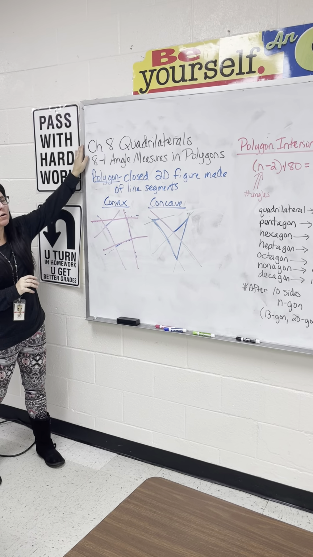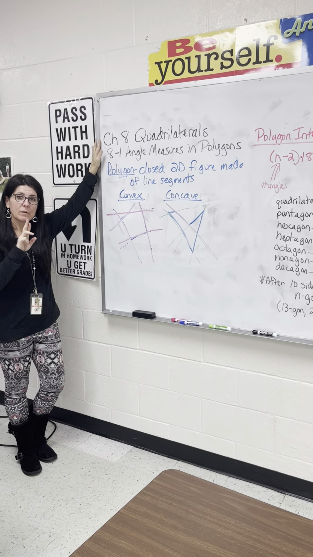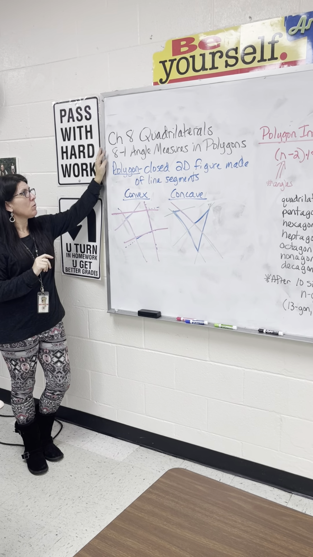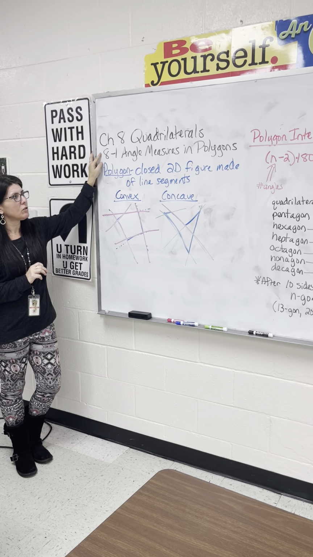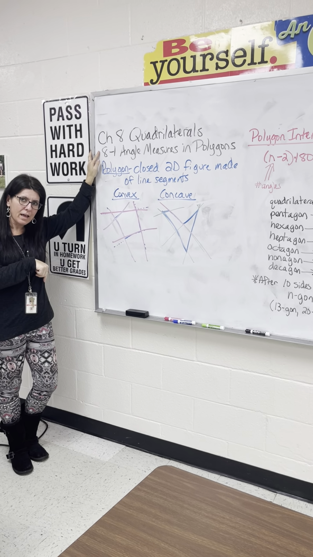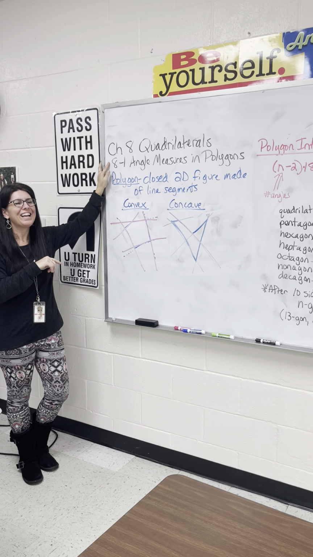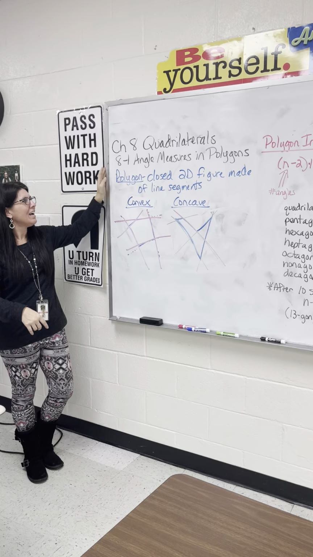Okay, chapter 8 is all about quadrilaterals. We're going to go relatively quickly through this chapter. A couple of the sections we're going to be doing two at a time. For today, we're only going to cover 8.1, which is angle measures in polygons. Two main ideas: we're going to find the measurements of the inside angles of polygons and the outside angles of polygons.